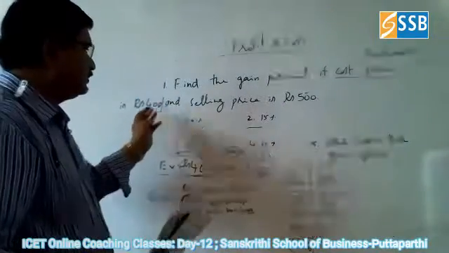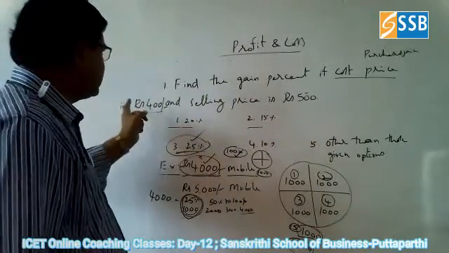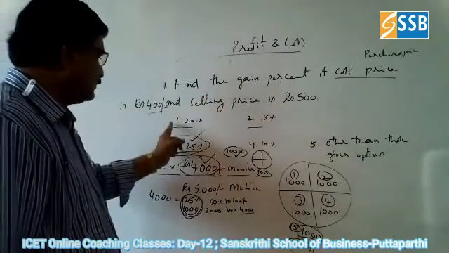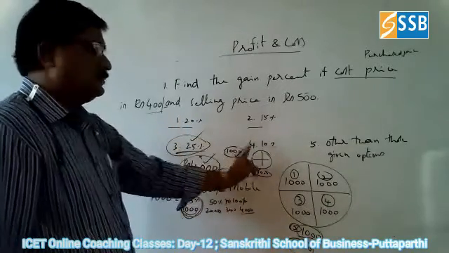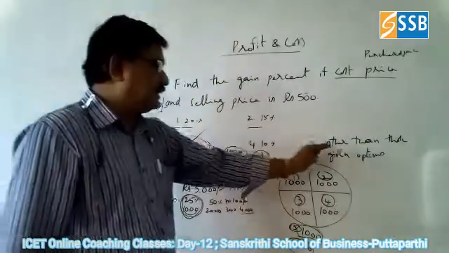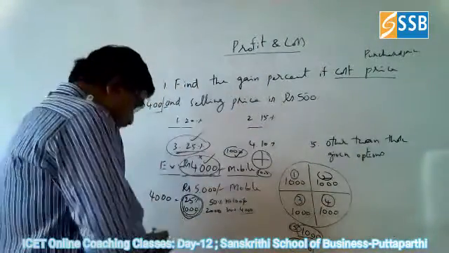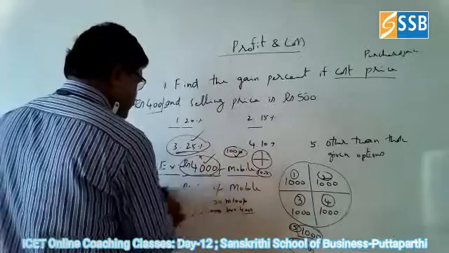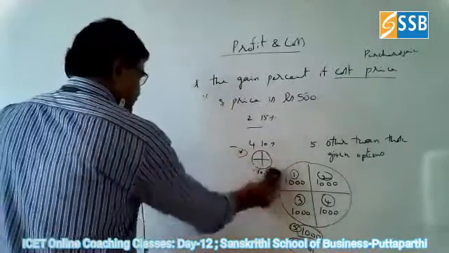It's very simple. Find the gain percent if cost price is 400 and selling price is 500. The options are 20, 15, 25, 10%, and other than those given options. Okay, this is very simple, what we have discussed. So the first one is clear, and we are going for the second one.